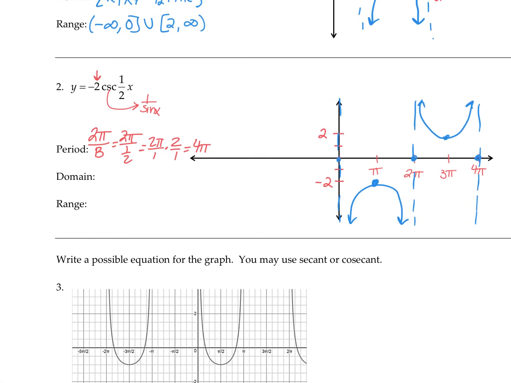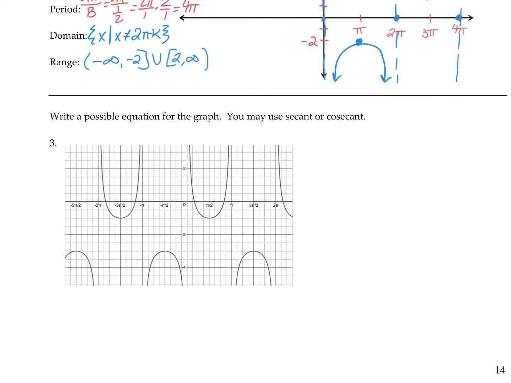So my domain is going to be all x such that x cannot equal pi k again, because we didn't change. Oh no, they're every 2 pi, so it's 2 pi k. And then my range, negative infinity to negative 2, stop, union, start again at 2 to infinity.